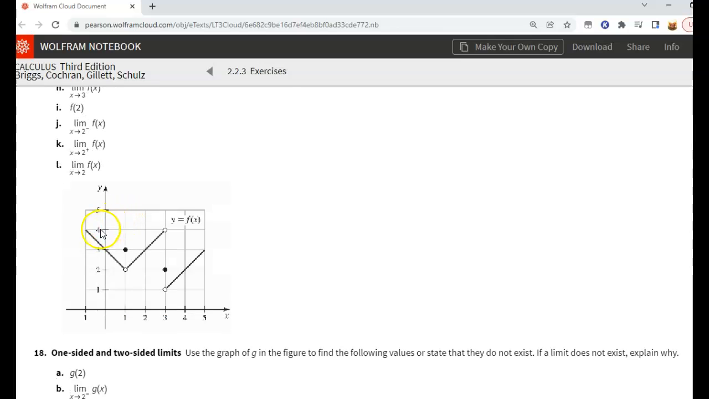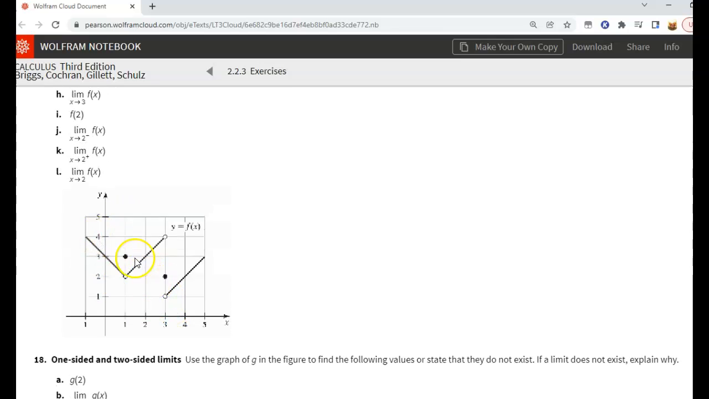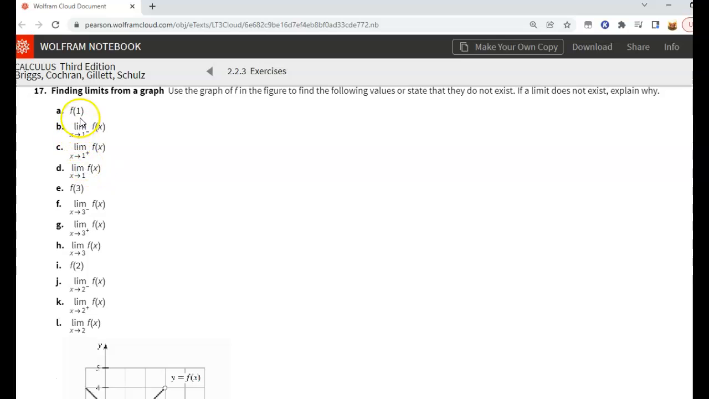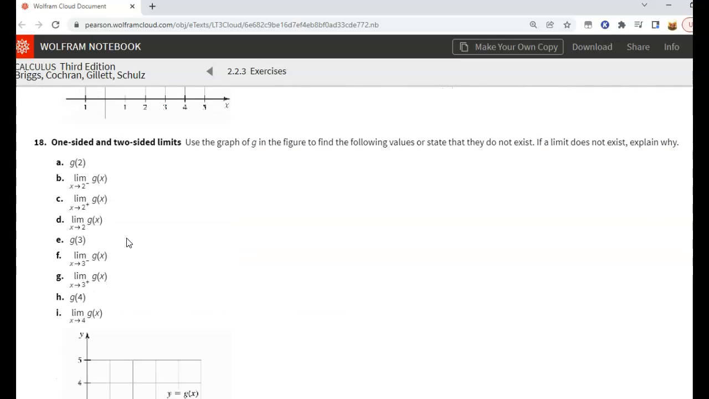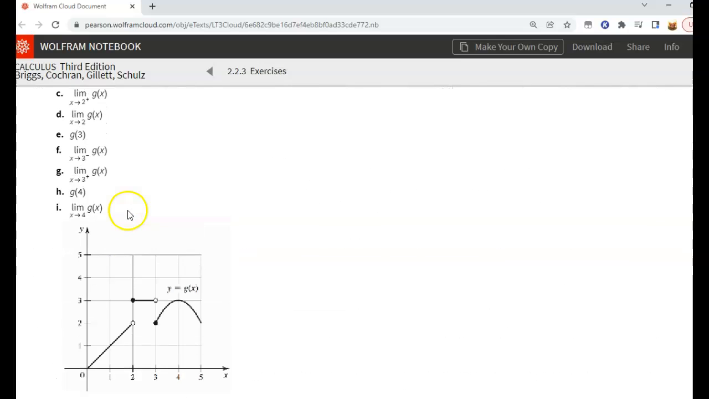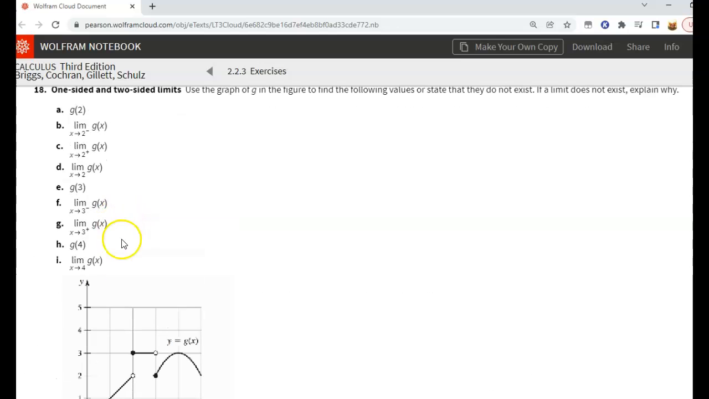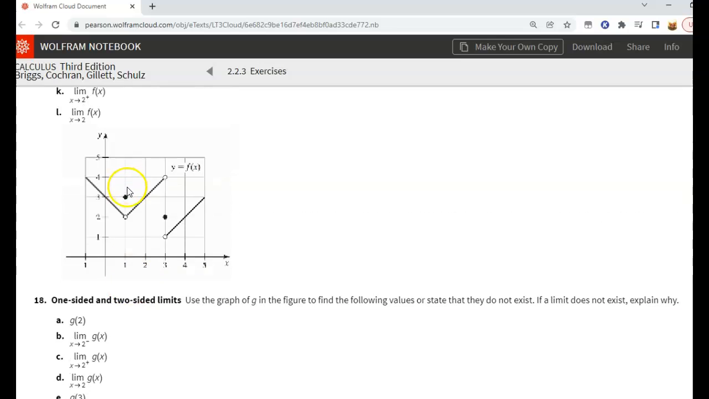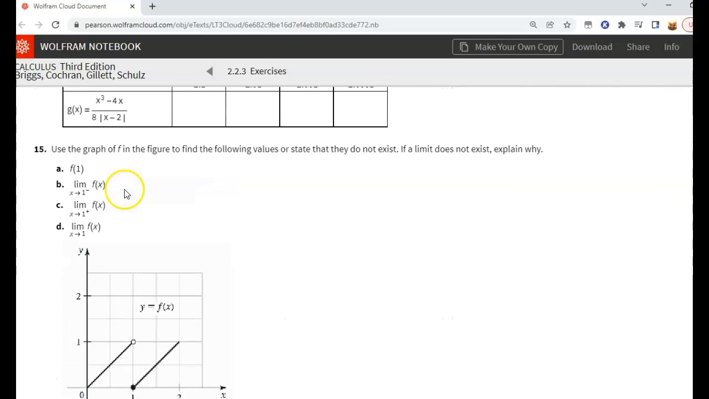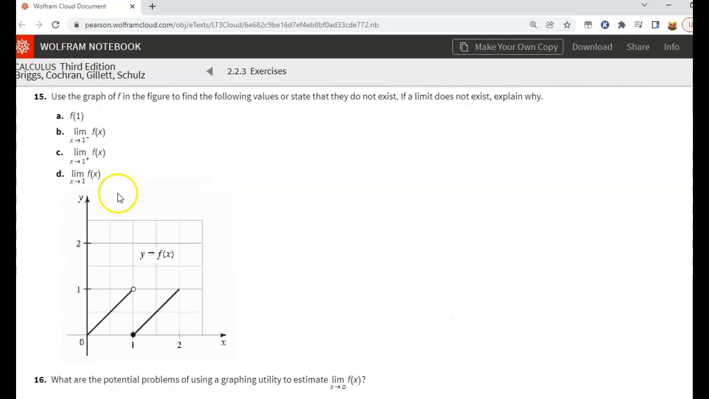It's very similar, where I'll give you a graph, maybe it looks something like that, and then I'll just give you a list of some different questions. Maybe not quite so many as what 17 does. That's a really good example. 18 as well. Very good example because that brings in both left and right hand limits graphically. 15 is okay as well.